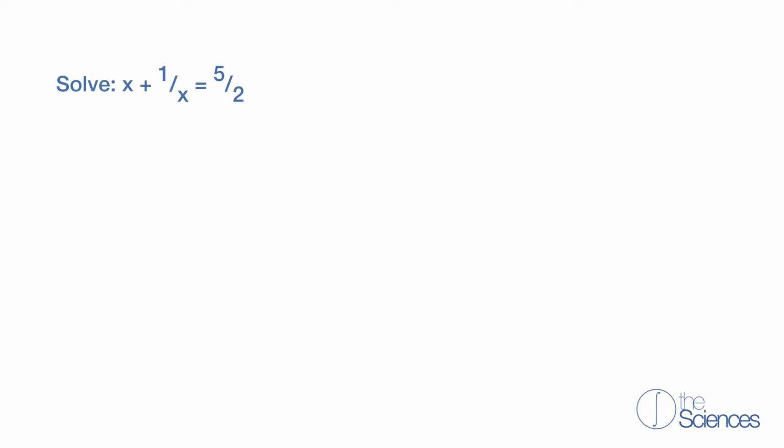Solve x plus 1 over x equals 5 over 2. So the first thing we want to do is notice that we have an x in our denominator. So we need to list restrictions on the variable. So this denominator would equal 0 if x equals 0, and it would mean that it would be undefined. So our restriction is x cannot equal 0.